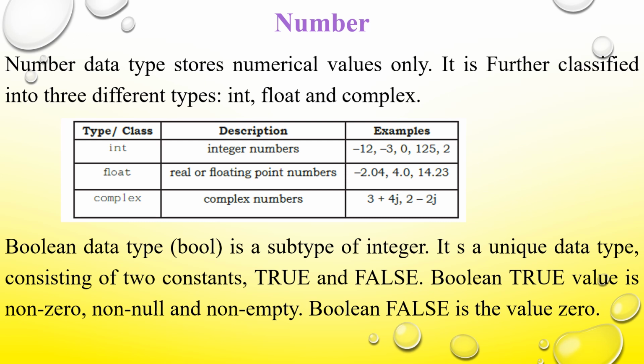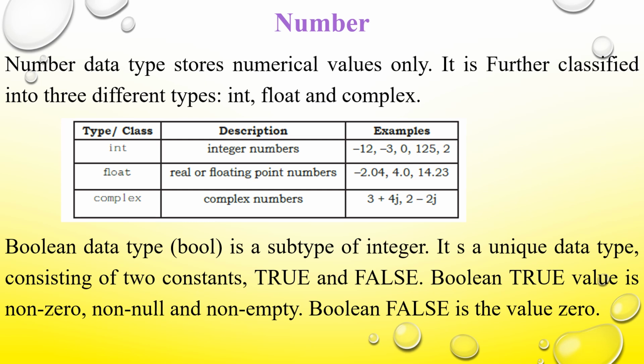Then the third one is complex, which is a different kind of data type provided in the Python programming language. As you know, a complex number will be of the form a plus ib, where a and b will be real numbers and i will be imaginary, and that i value will be equal to square root of -1. To represent those type of numbers, we'll be using the number data type that is complex.